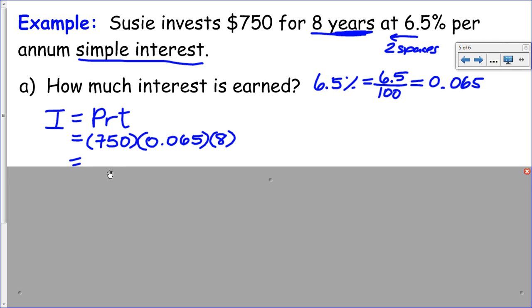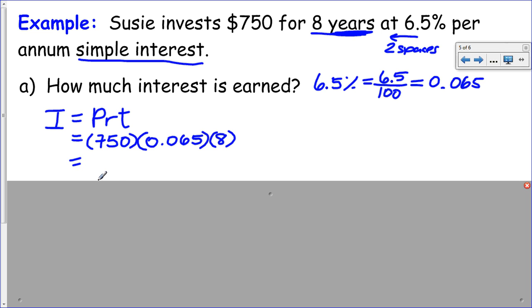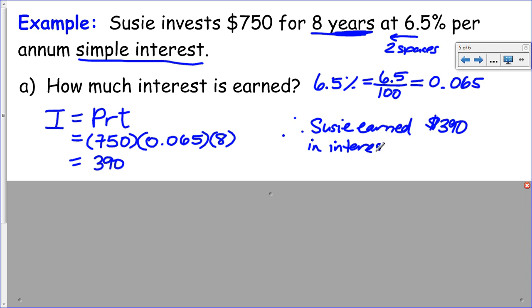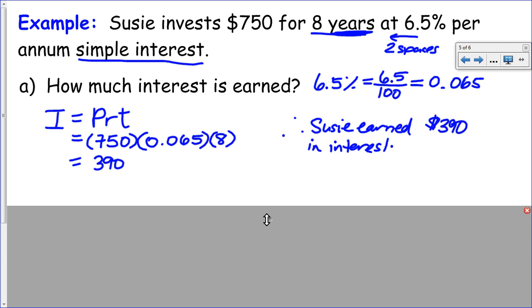And then you just calculate that. And I have it here. 390. And since it's a word problem, we have our concluding statement. Therefore, Susie earned $390 in interest.